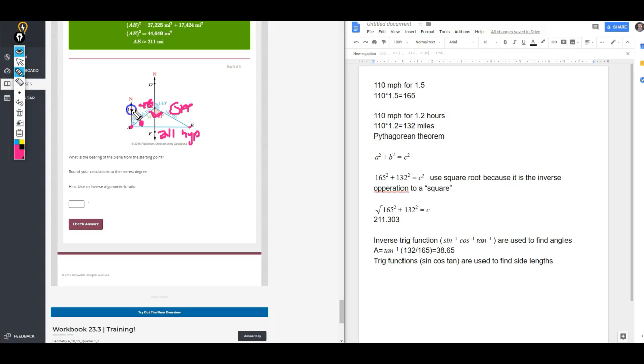Now remember the bearing is from due north straight down to this line. So I'm going to take 38.65 and add 50 to it to find that total angle. So 38.65 plus 50 degrees is going to equal 88.65 degrees. Now it says round your answers to the nearest degree, so rounded, that would be 89 degrees.